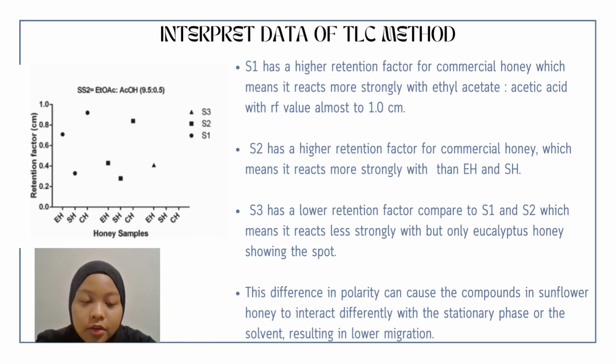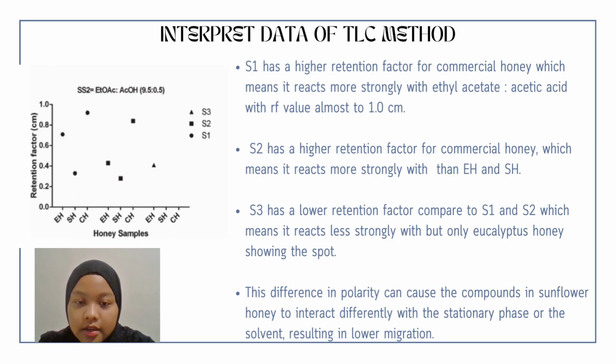So the commercial honey compound in spot 1 may have higher or more non-polar compounds that can react with the solvent system compared to other honey. The result is also the same with spot 2. It reacts more strongly than eucalyptus honey and sunflower honey.